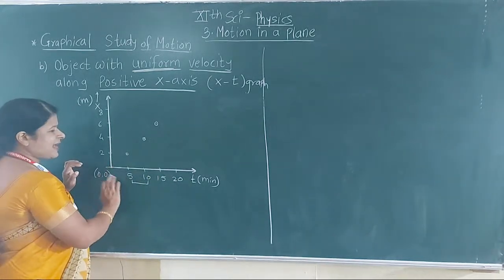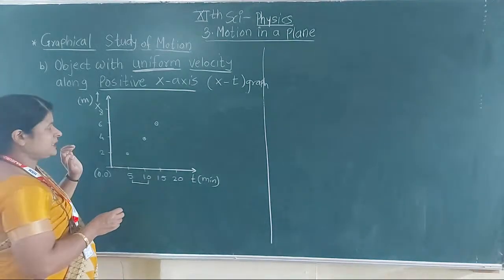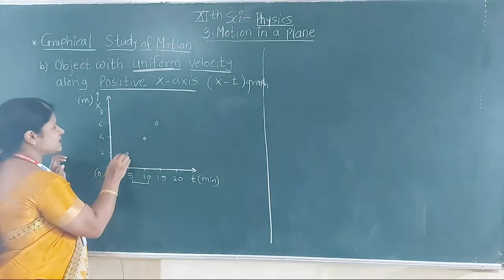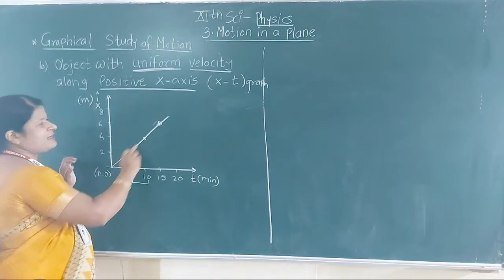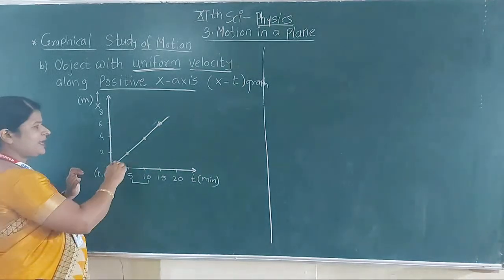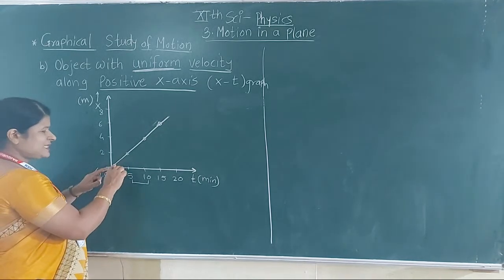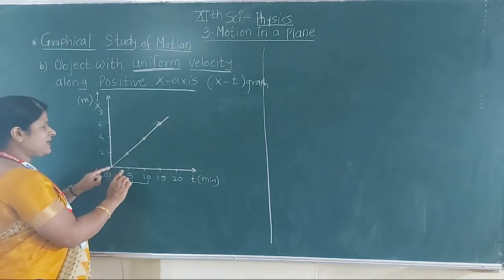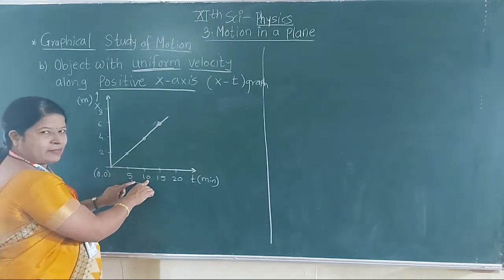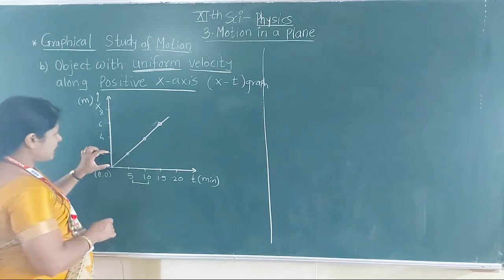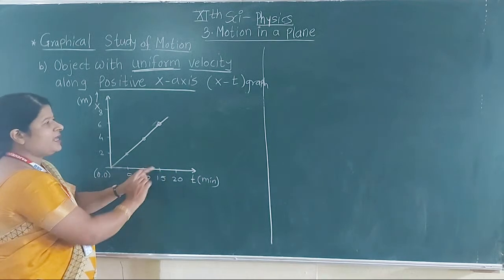Now the object travels, after 5 minutes it covers 2 meter distance, and when we join these points, we get a straight line. We get a straight line graph. This straight line indicates that there is equal distance in equal time. The object covers equal distance in equal time interval.